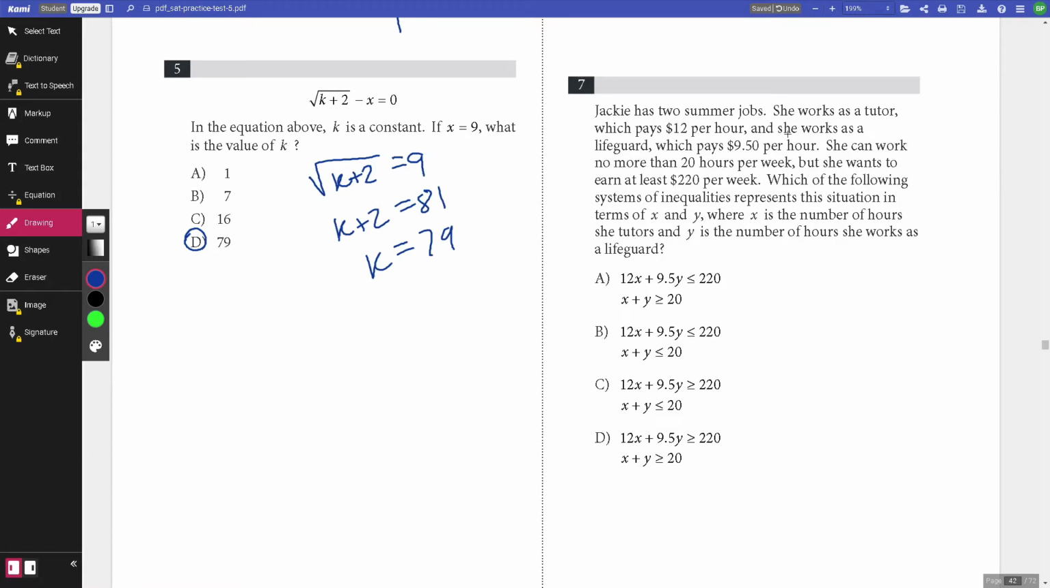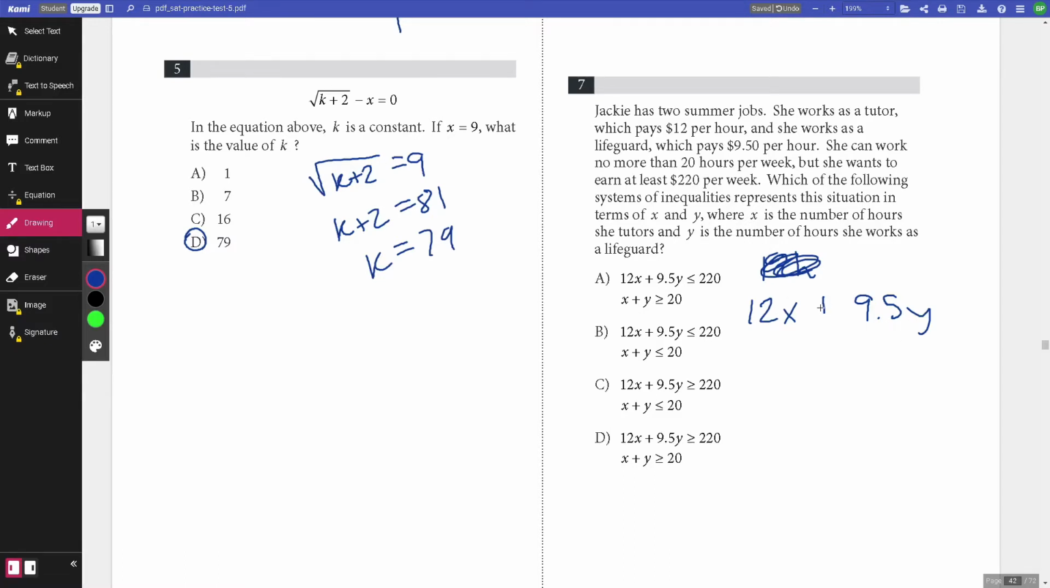Jackie has 2 summer jobs. She works as a tutor, which pays $12 an hour, so let's change that to x. And she works as a lifeguard, which pays $9.50 per hour. She can work no more than 20 hours per week, but she wants to earn at least $220. Which of the following inequalities represents the situation where x is the number of hours she tutors, and y is the number of hours she works as a lifeguard?